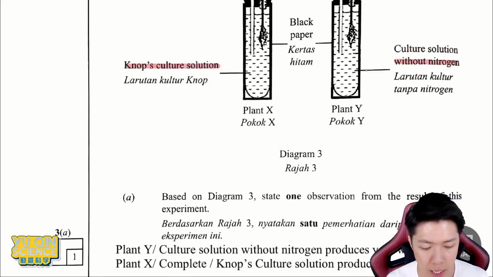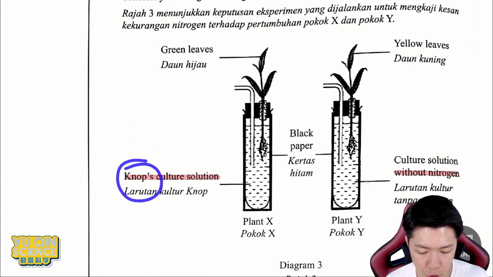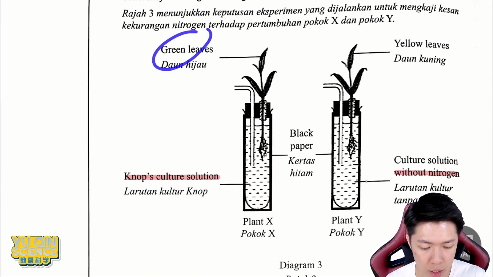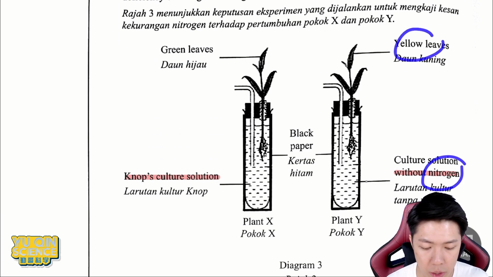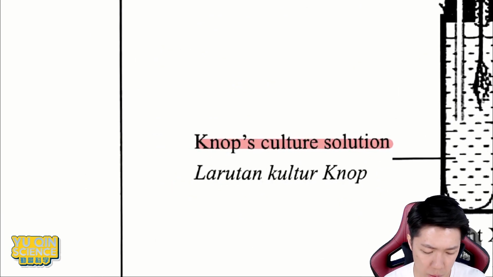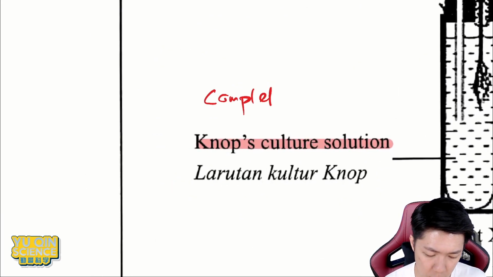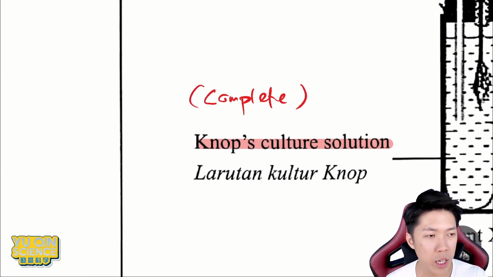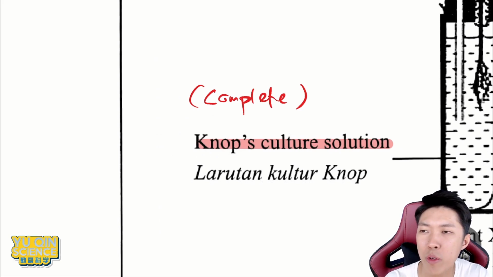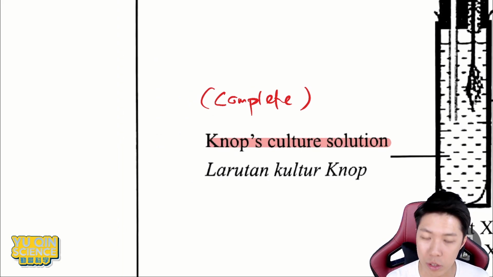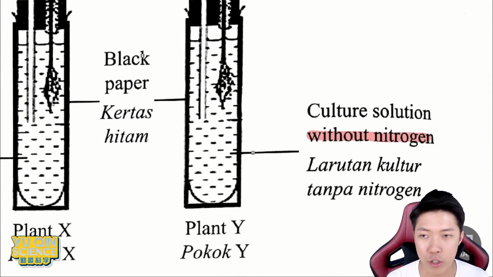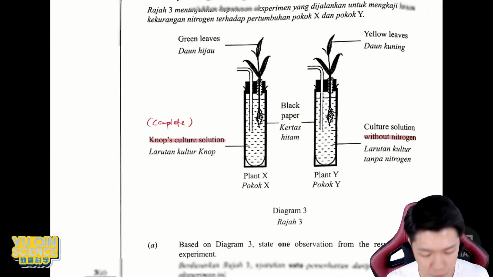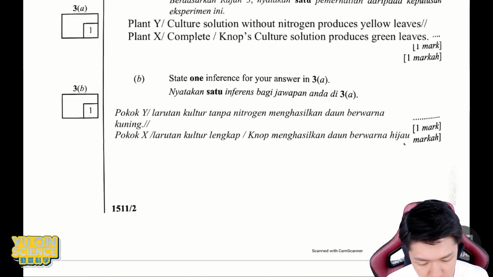讲到就看，而且答案送给你了。NPK 有的是青色的叶子，然后没有 nitrogen 的将会是黄色。What is NPK? NPK is complete. Means all nutrient I give you. Okay? I love you to the max. I give you everything. You want what? Eat them. I give you. This is called complete culture solution. This one is like lack of nitrogen. Okay? Cool. Alrighty. Next. State one inference.